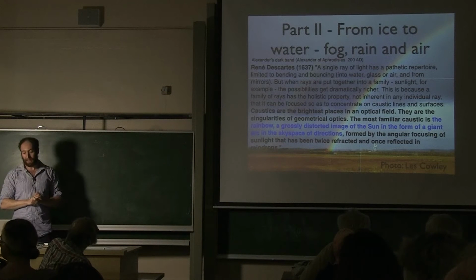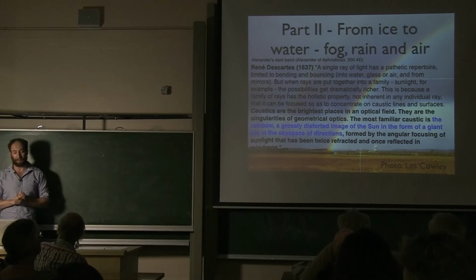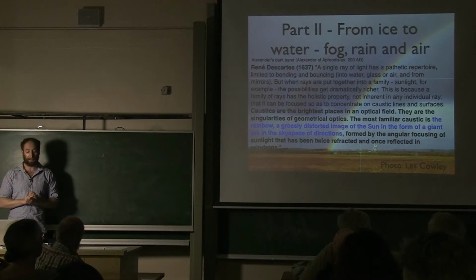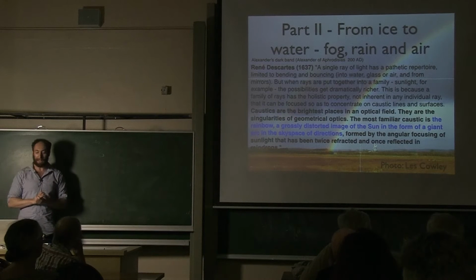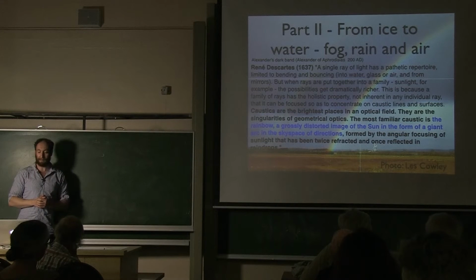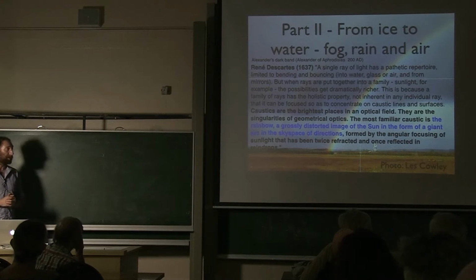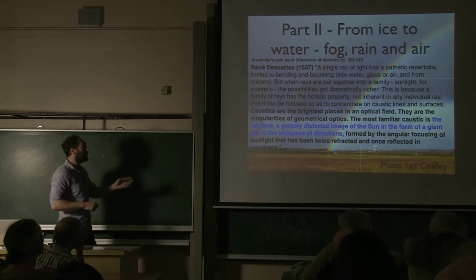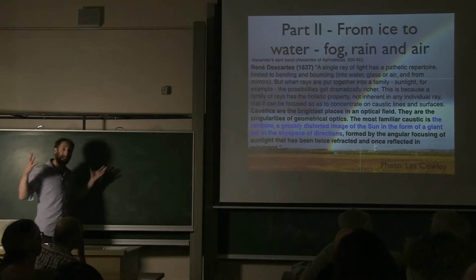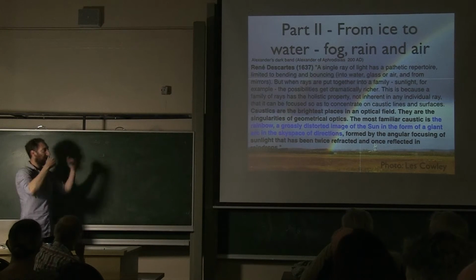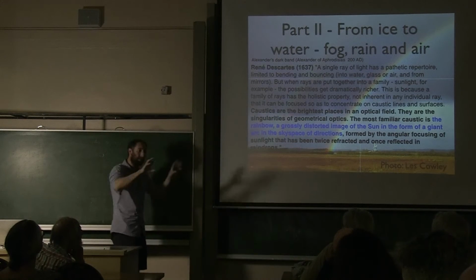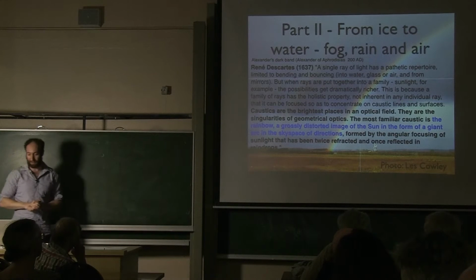And what he said was that caustics are the brightest places in an optical field. They are the singularities of geometric optics. The most familiar caustic is the rainbow, a grossly distorted image of the sun in the form of a giant arc in the sky space of directions, formed by the angular focusing of sunlight that has been twice refracted and once reflected in raindrops. And I think that's a rather lovely view of it, that the rainbow is a grossly distorted image of the sun. That's exactly what it is. It's the light from the sun, which has come essentially parallel to us from the sun, and then is just grossly distorted into this wonderful pattern through refraction and reflection through raindrops.